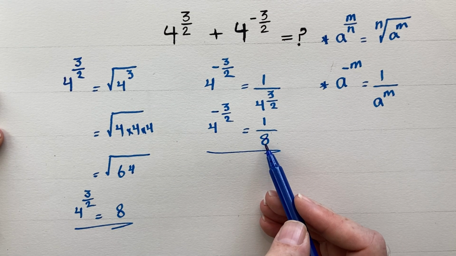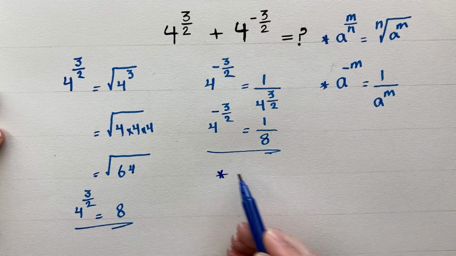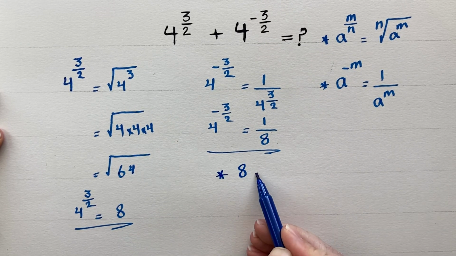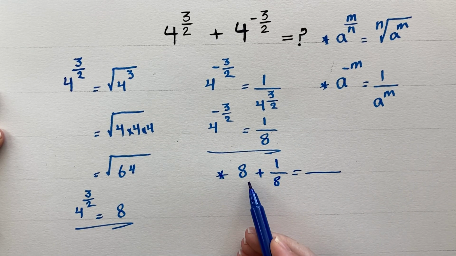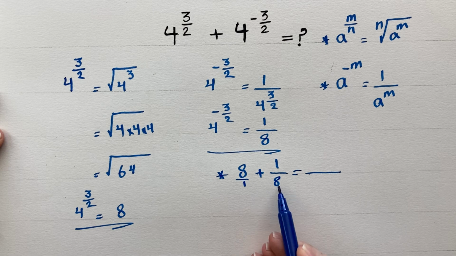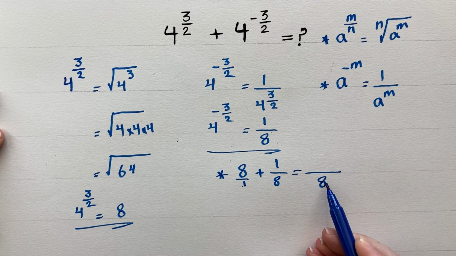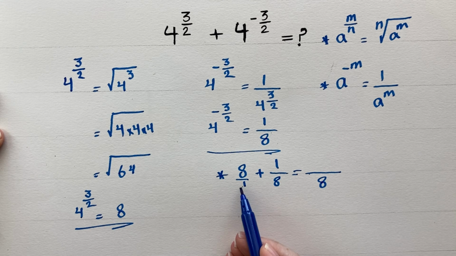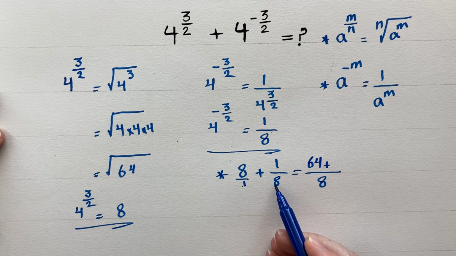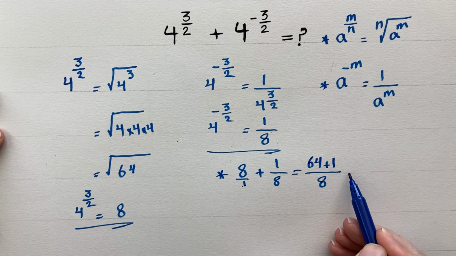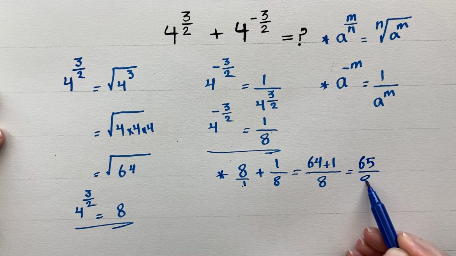And last step, just add this 8 and this 1 over 8. Let's see what is the final answer. 8 plus 1 over 8: the common denominator between 8 over 1 and 8, right? The common denominator of 1 and 8 is 8. 8 divided by 1 is 8. 8 times 8 is 64, plus 8 divided by 8 is 1, times 1 is 1. So your final answer is going to be 65 over 8.